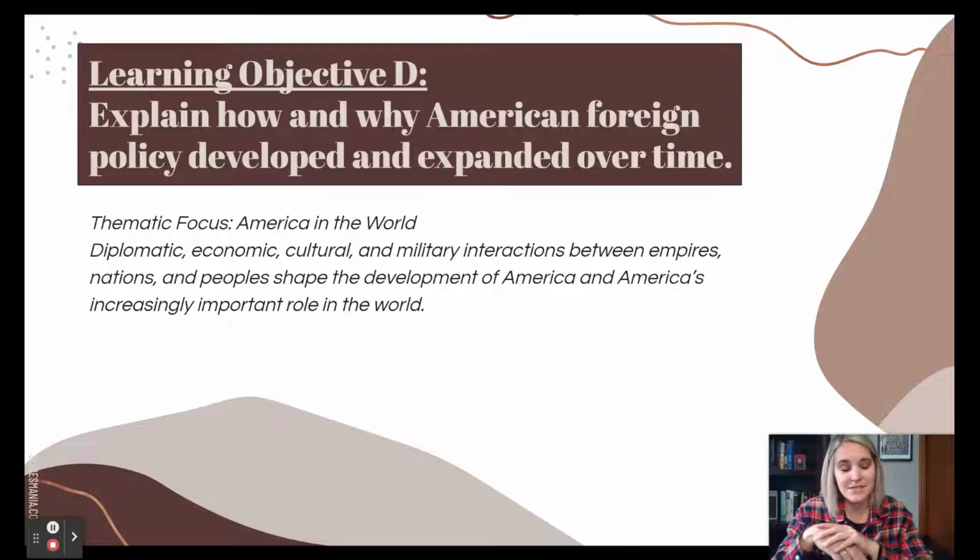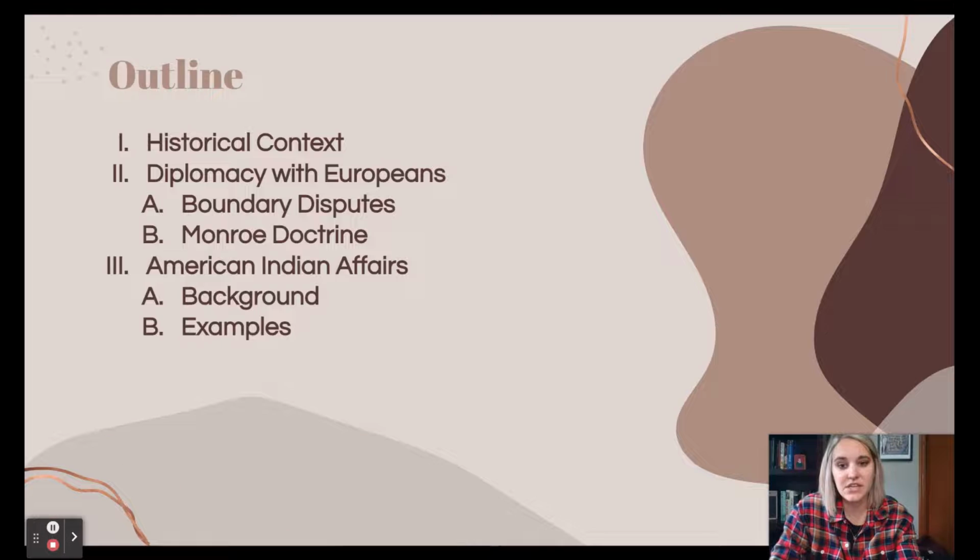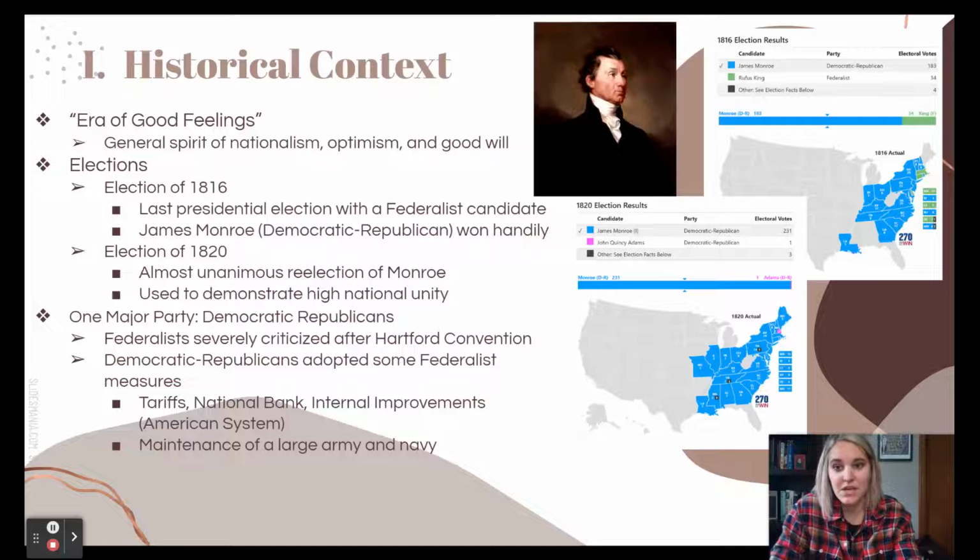In our last lesson, we looked at military actions and how those were part of American foreign policy. And now we'll be looking at other ways that the U.S. attempted to deal with other nations. So we're looking at this key concept about how the U.S. sought influence and control over the Western Hemisphere. And like I said, particularly looking at diplomacy, we're going to look at a couple examples regarding boundary disputes with Europeans, and then American Indian affairs, providing a little more background and examples.